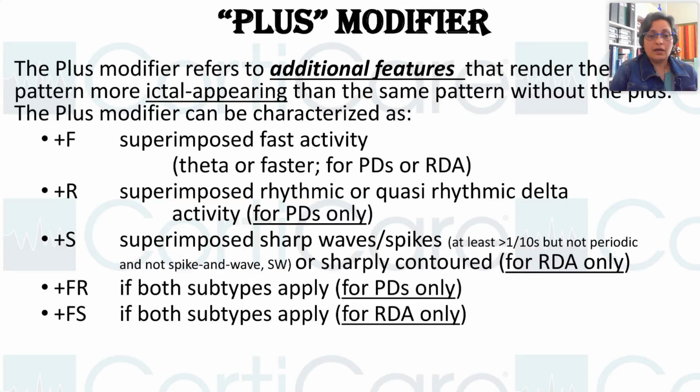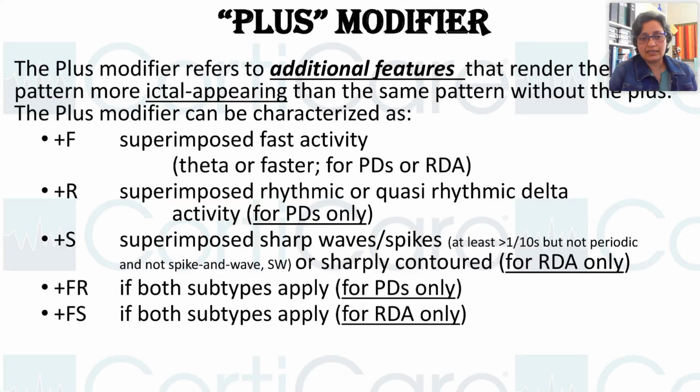The other thing is fast and rhythmic. It's fast activity and rhythmic activity. That is only for PDs. So it's kind of redundant information. What are you using for periodic discharges? What you're using for rhythmic delta activity.